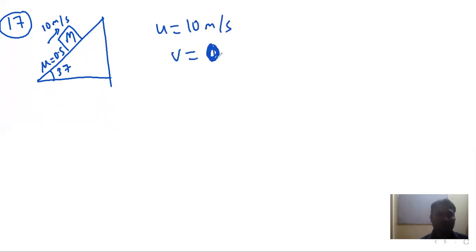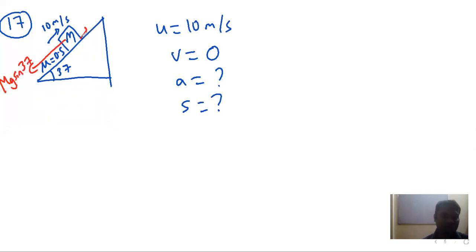That means final velocity is 0. So final velocity in this case will come out to be 0 meter per second. And deceleration we have to find out. Displacement we have to calculate. So let us think about the forces. Of course, one force in this is mg sin 37. There is another force which is mu mg cos 37, because here we have normal reaction N. This is mg cos 37.